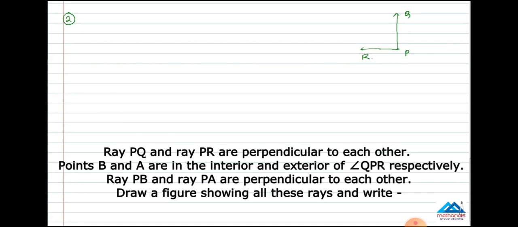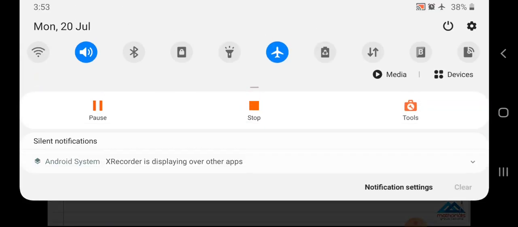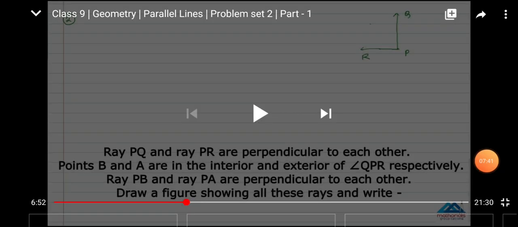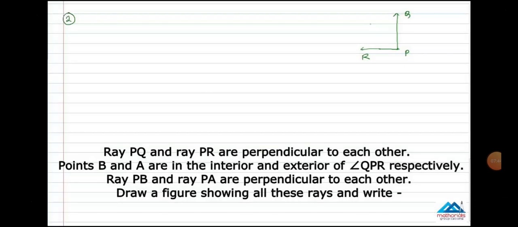Ray PB and ray PA are perpendicular to each other. Then draw a figure and show all these rays. So students, R P Q, PB and PA are perpendicular to each other. We have 2 points, wherever you take A and B, and join A and B to P for forming the ray.